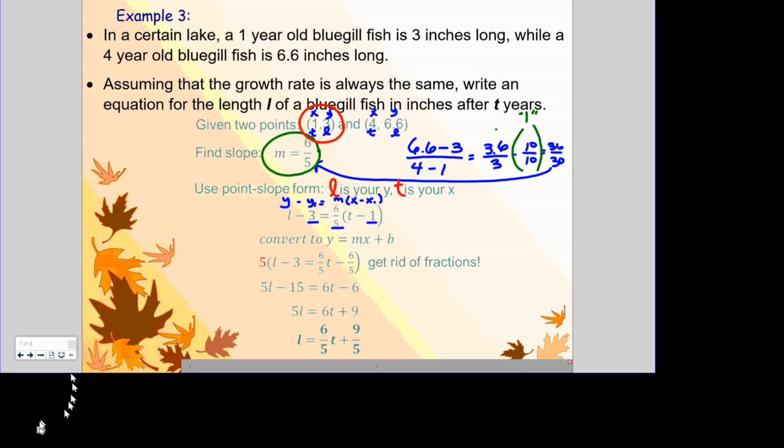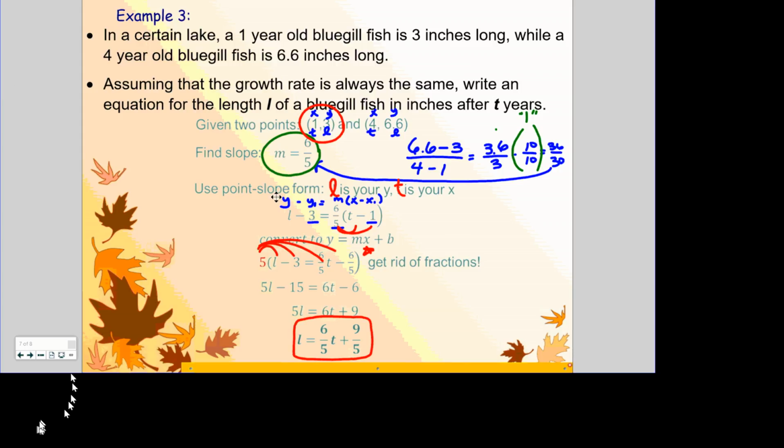But we would distribute first, giving us 6/5 t minus 6/5 right here. And then I chose to multiply through by 5 to get rid of all of those fractions that I have, but don't forget every single term has to multiply by 5. And then isolate your L, giving us the equation L equals 6/5 t plus 9/5.